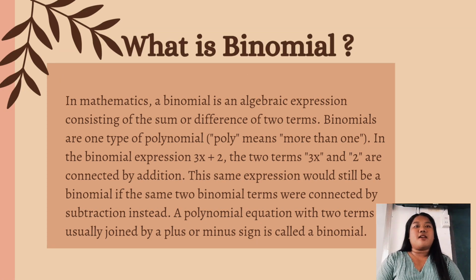So, in mathematics, a binomial is an algebraic expression consisting of the sum or difference of two terms. Binomials are one type of polynomial wherein poly means more than one, and in the given situation, we consider 3x plus 2 as a binomial. Why? Because 3x and 2 are connected by addition. This same expression would still be a binomial if the same two terms were connected by subtraction instead. A polynomial with two terms usually joined by a plus or minus sign is called a binomial.